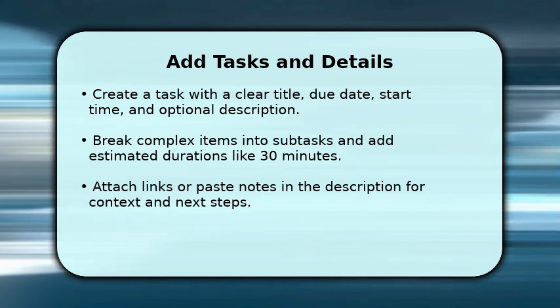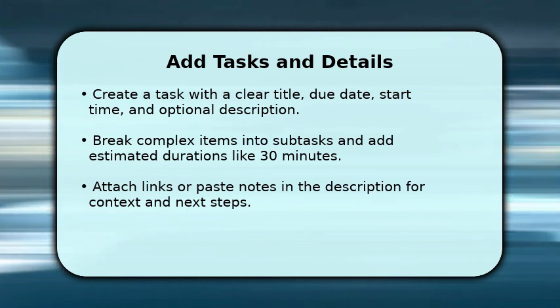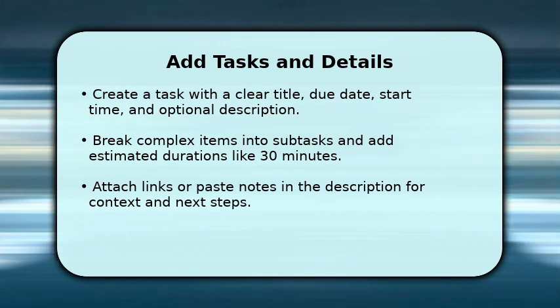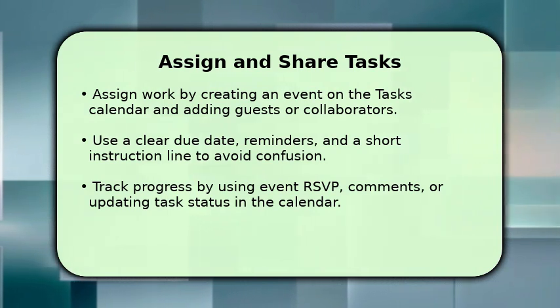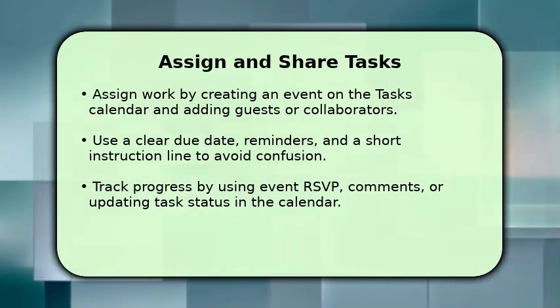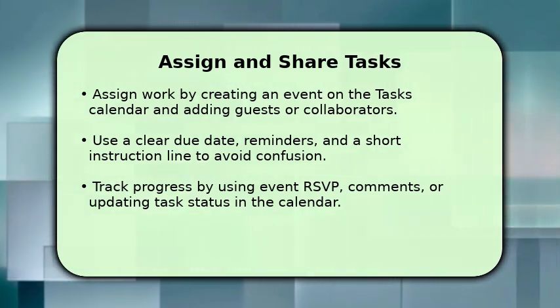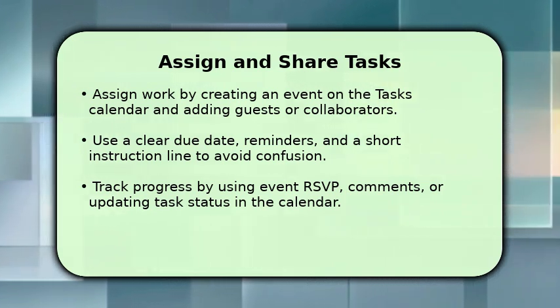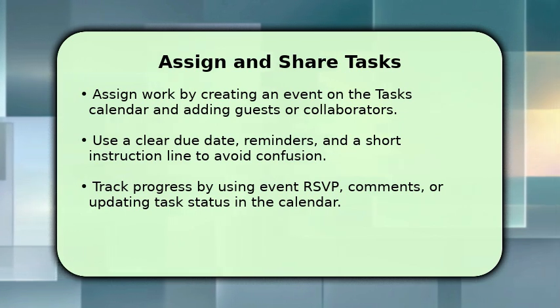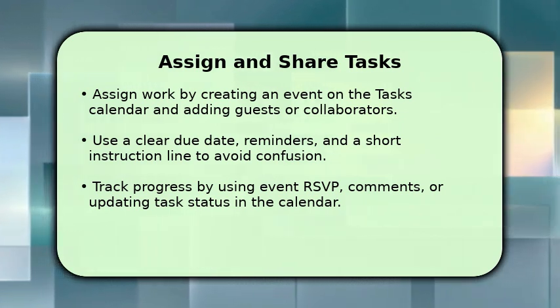Break complex jobs into subtasks and add estimated durations like 30 minutes for each step to aid planning. Google Tasks does not directly assign to others for all accounts, so create an event on the Tasks calendar to assign work. Add guests or collaborators to that event and include the task title, due date, and a short instruction line. Set reminders and a preferred time so notifications alert invitees at the right moment.